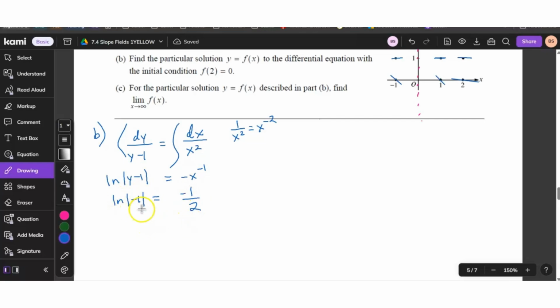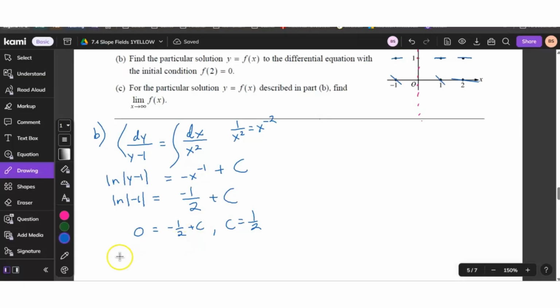And what is the absolute value of negative 1? What's the ln of 1? 1? Close, but no. 0. So this is going to be 0. Oh, I guess I should actually put the plus c, so we're solving for something. My bad. 0 equals negative 1/2 plus c, which means c is a half. C is just going to be positive a half.